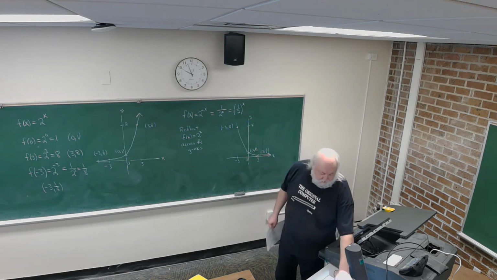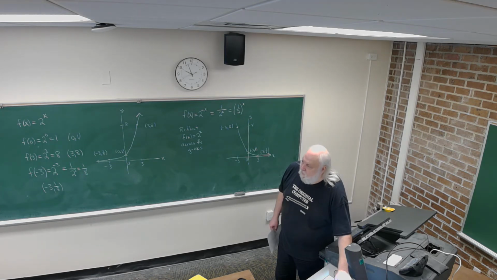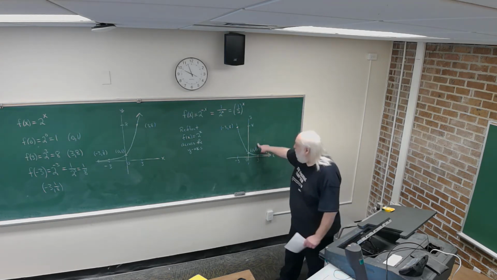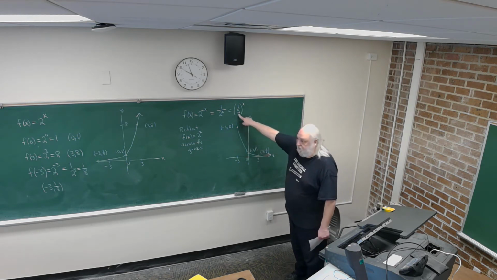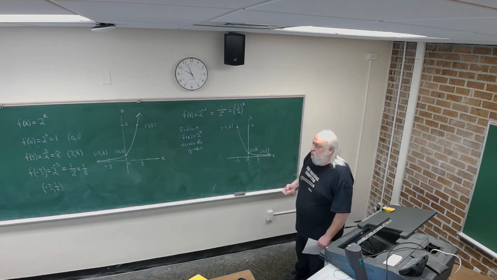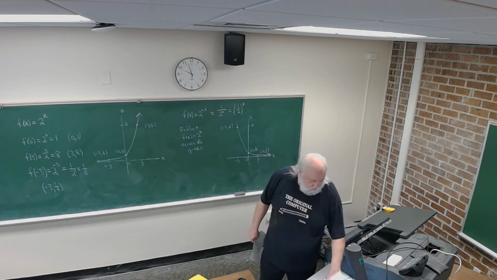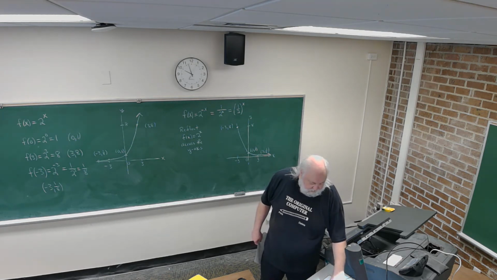And when the base is between 0 and 1, when a is a positive fraction, then the graph of f of x equals a to the x will go down and to the right, like this graph over here. In this case, a is equal to 1/2, which is between 0 and 1. Now, in both these situations, the domain is all real numbers. You can put in any real number for x in these functions.